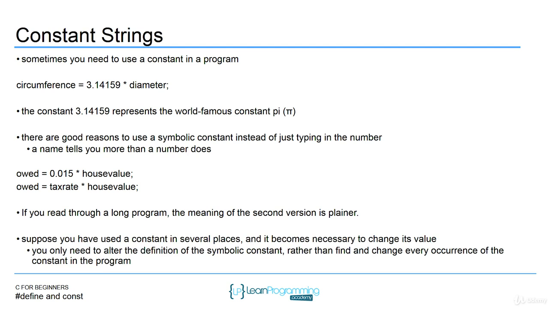Suppose you have used a constant in several places and it becomes necessary to change its value. You would have to go and change that value everywhere in the program, as opposed to just changing it in one spot where you define that constant. I talked about this earlier when I used the term magic numbers. Whenever you see a number used in a program that's not stored in a variable, it's usually best to create that number and put it in a constant. Because then, if you use it multiple times and it changes, all you have to do is change it once. You don't have to change it everywhere you use it. So avoid magic numbers, use constants.